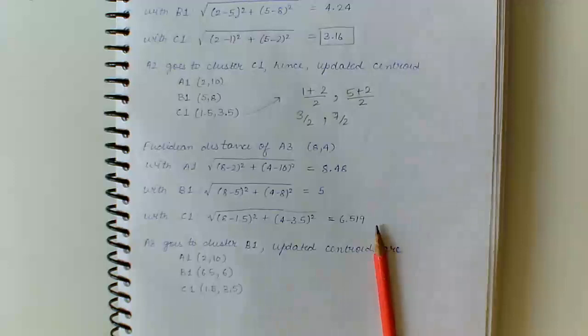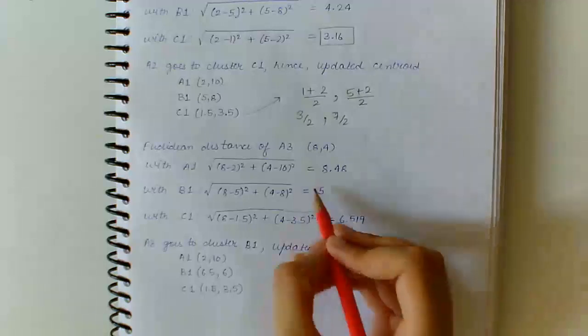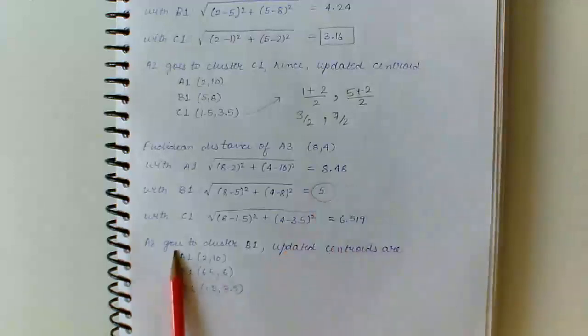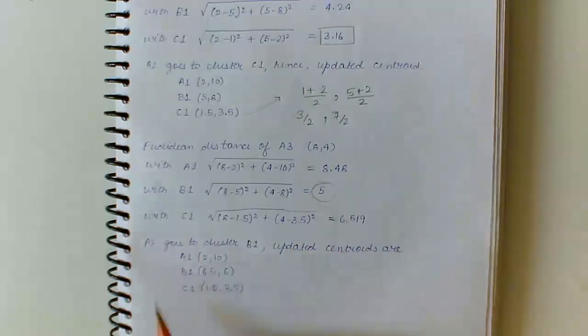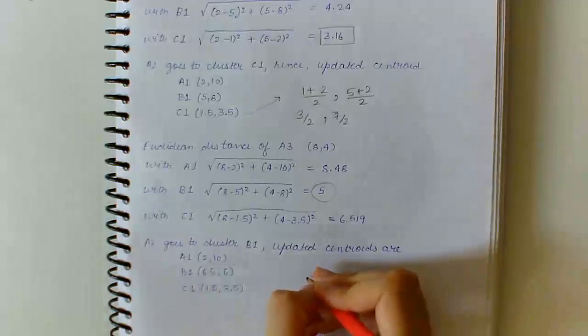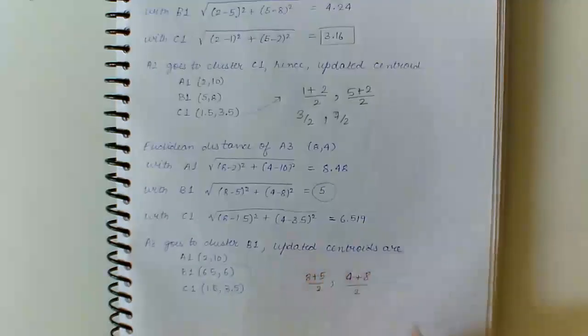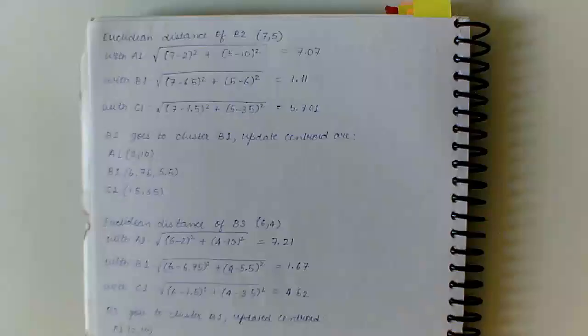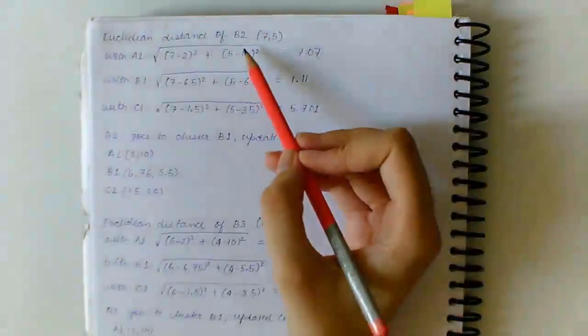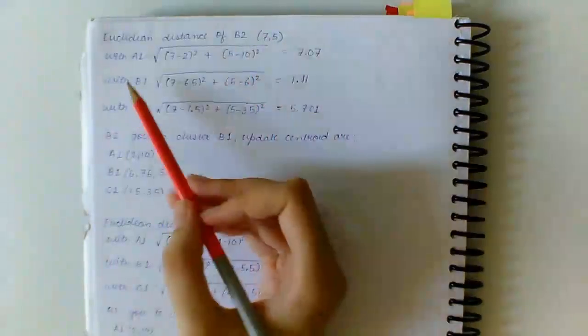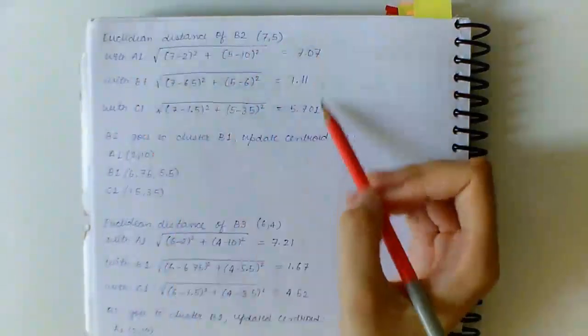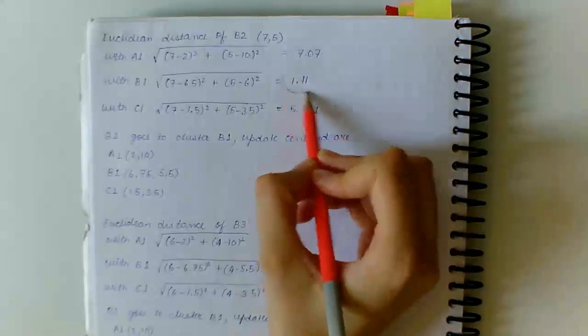Now moving on to point A3, which is (8, 4). So we calculate its distance with A1, B1 and C1, which we get as 8.485, 5 and 6.519 respectively. So as 5 is the least distance, A3 goes to the cluster with B1 and we update the centroids. So we update the centroid for B1 and the value becomes (8 plus 5) by 2, (4 plus 8) by 2, that is 6.5, 6. Now moving on.